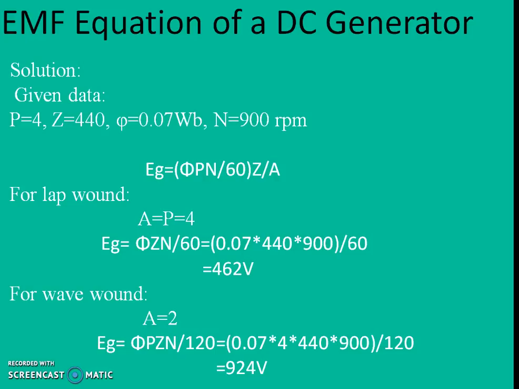Suppose the armature is wave wound, so A is equal to 2. In this case the E.M.F generated is psi P Z N by 120, so 0.07 into 4 into 440 into 900 by 120. The generated E.M.F in case of wave wound is 924 volts. So this is how the E.M.F equation of a DC generator can be solved for a simple problem for a lap wound armature or a wave wound armature.